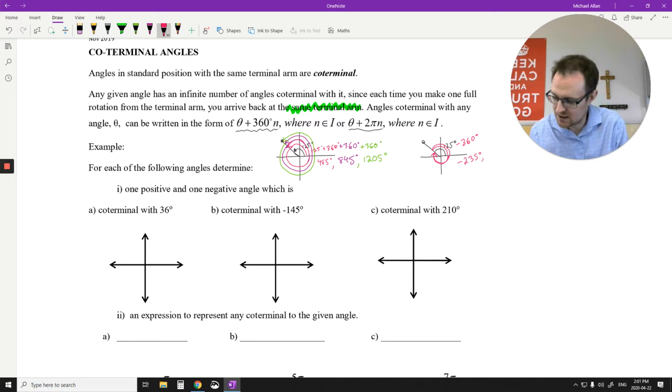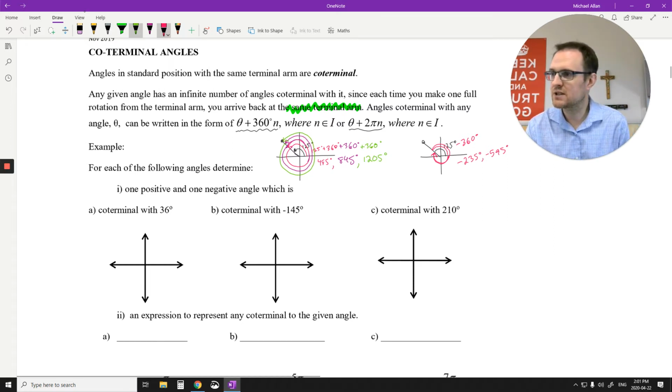And then I keep on subtracting 360 from that. I keep on going even deeper if I wanted to. Negative 595, et cetera, et cetera. Okay, so I'm adding 360 or subtracting 360.